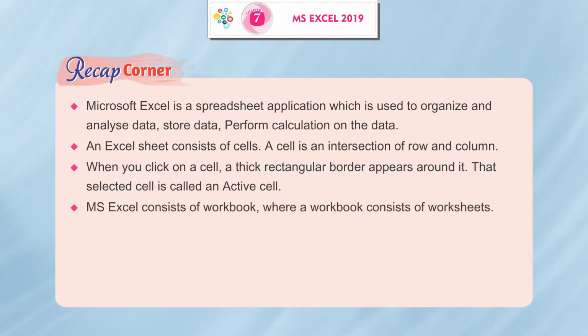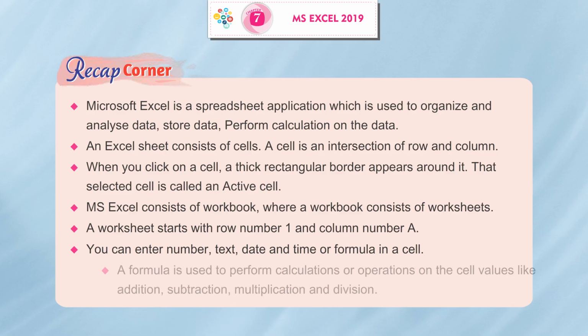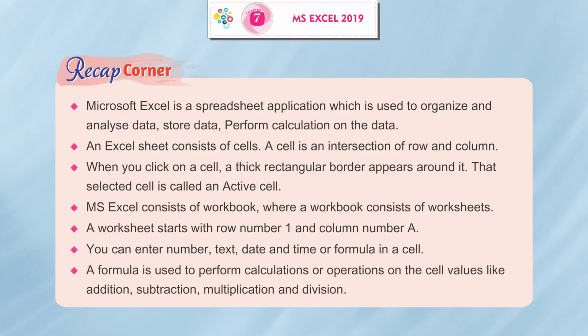MS Excel consists of workbook, where a workbook consists of worksheets. A worksheet starts with row number 1 and column number 8. You can enter number, text, date and time, or formula in a cell. A formula is used to perform calculations or operations on the cell values like addition, subtraction, multiplication and division.